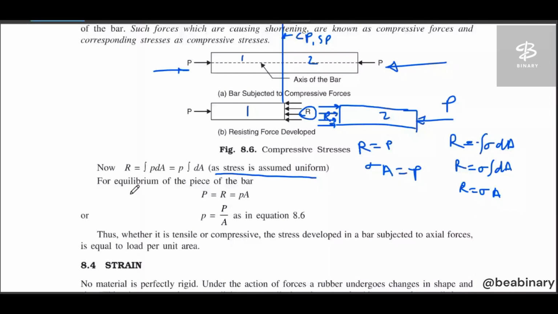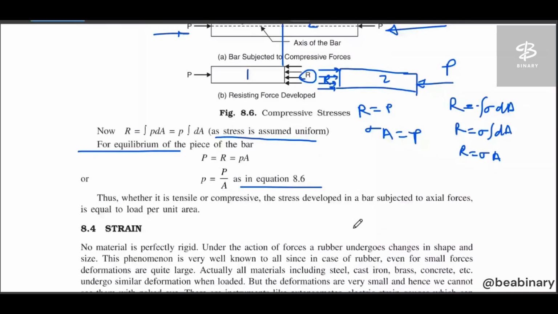For the equilibrium condition, we have already applied this case. So whether it is tensile or compressive, the stress developed in the bar subjected to axial forces is equal to load per unit area. But normal force or normal load per unit area is called pressure. Remember, an interview question asks: what is the difference between pressure and stress? Your answer should be that normal force per unit area is called pressure, where pressure is equal to Fn, the normal force, upon area.